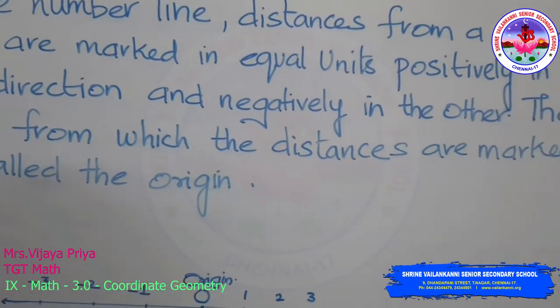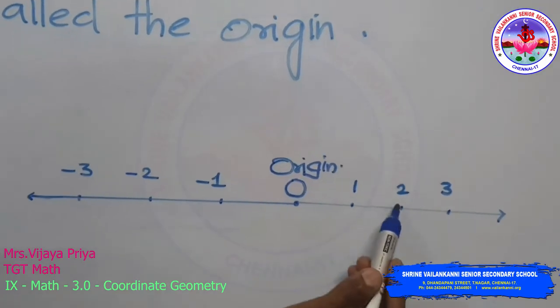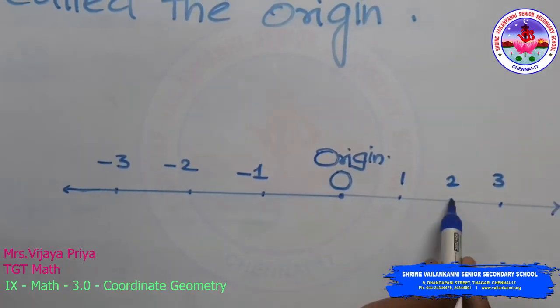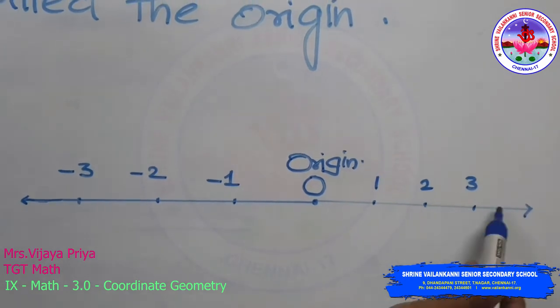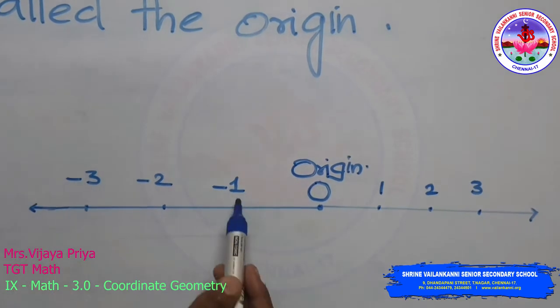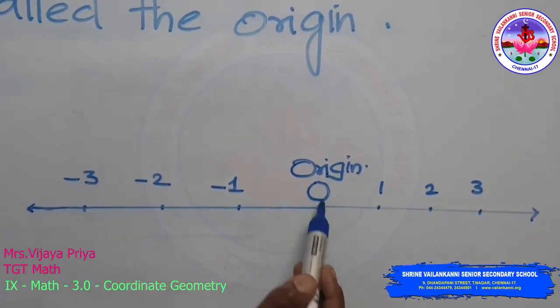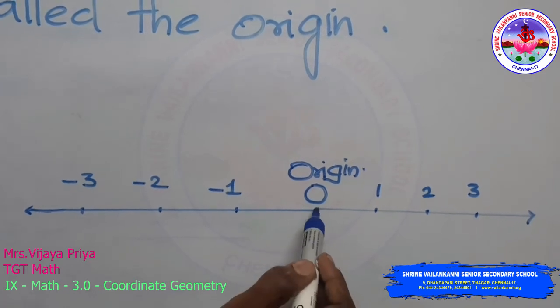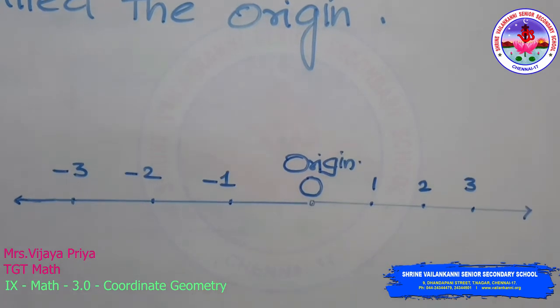So we have drawn a number line, where the measurements are marked at equal distances. It is marked on one side in the positive direction and on the other side in the negative. And the distances are marked from a fixed point. We call this fixed point the origin of the number line.